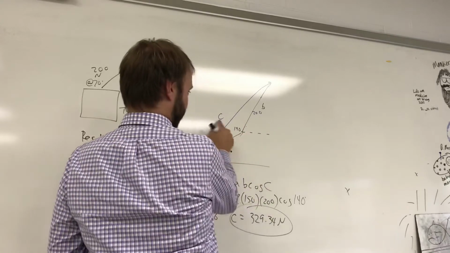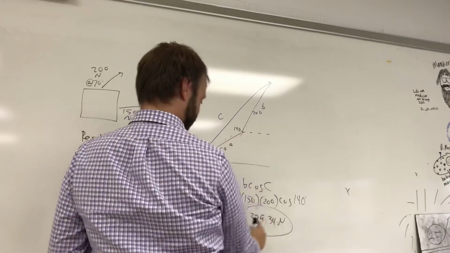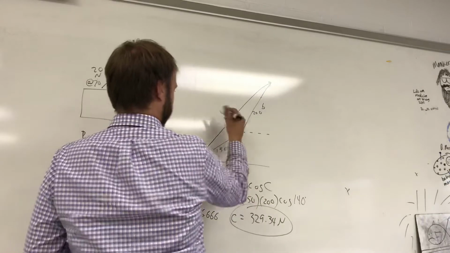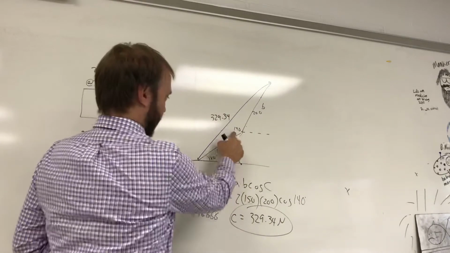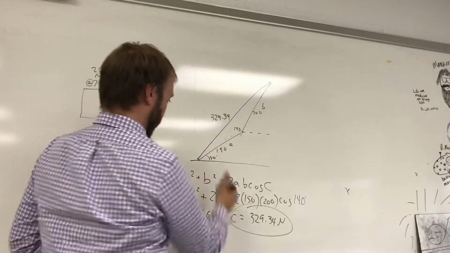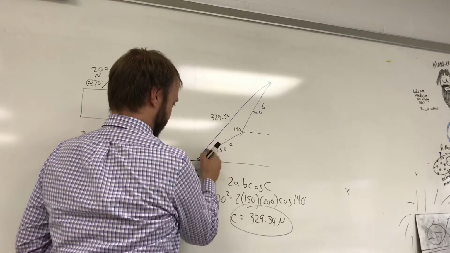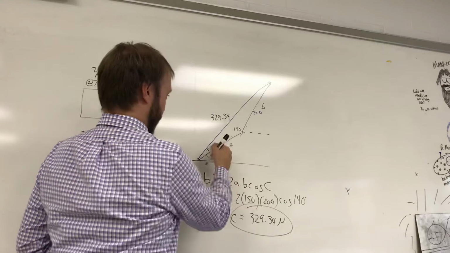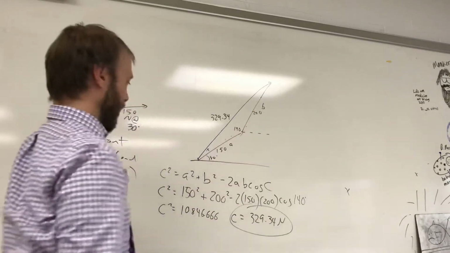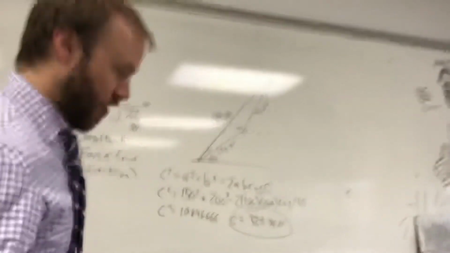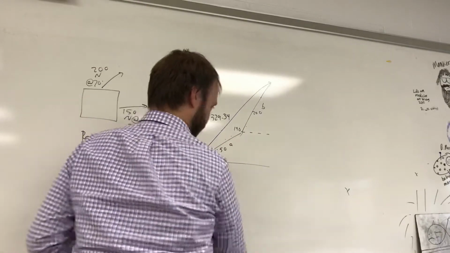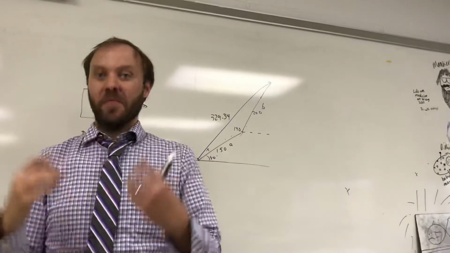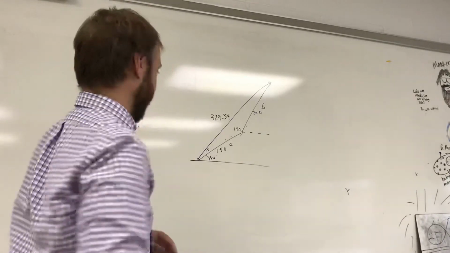We want side C. Oh, actually, we know side C. Side C is 329.34. So we've got an angle and its opposite side. We'd like to know this angle here. I'm going to call this angle X, and its opposite side is 200. Remember, if you have two pairs of angles and opposite sides paired, and only one of them is a variable, you should be able to use the law of sines.